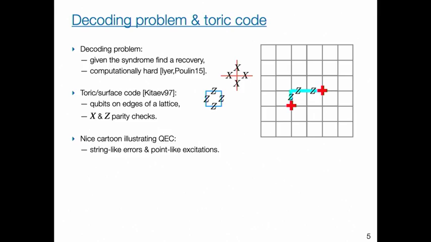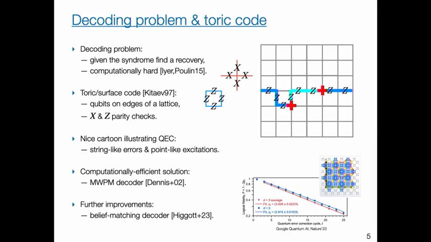But I will focus on the decoding problem, right? So we see the endpoints of the strings. We need to find appropriate strings. We need to pair up those point-like excitations. And we can make mistakes. We know how to solve the problem efficiently. This is our beloved minimum weight perfect matching decoder.